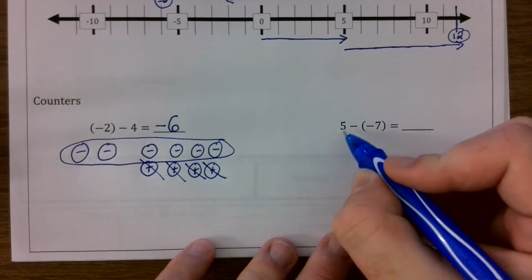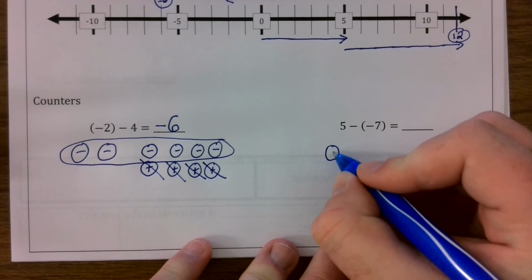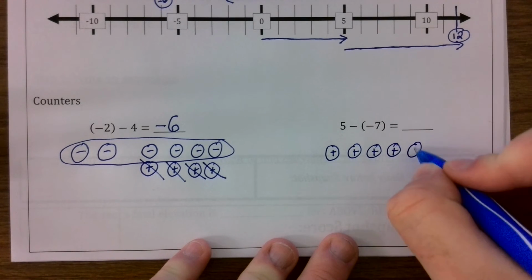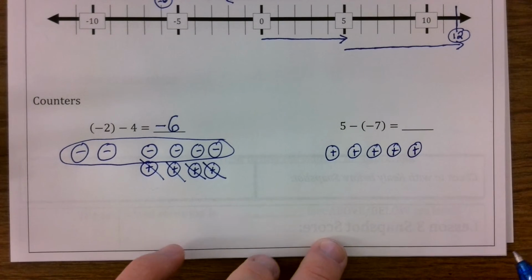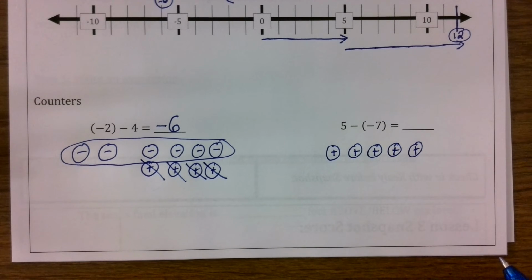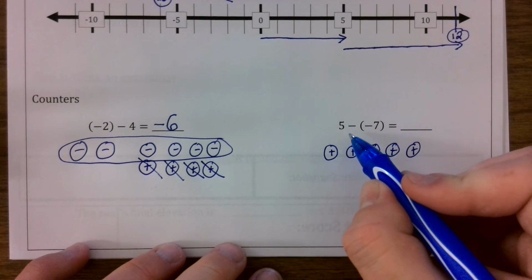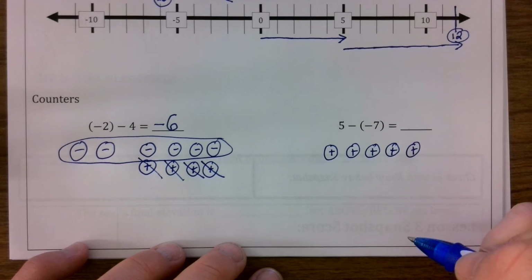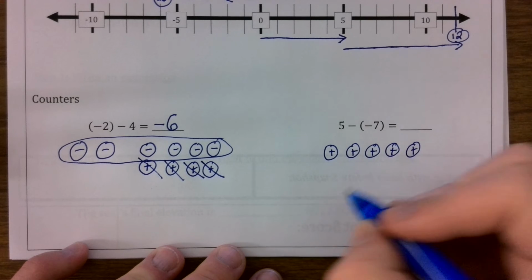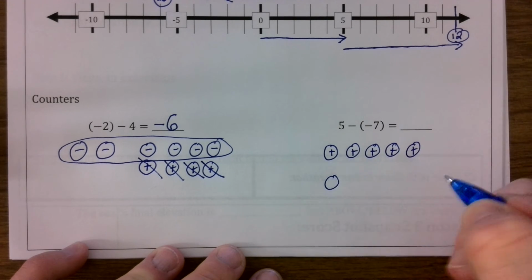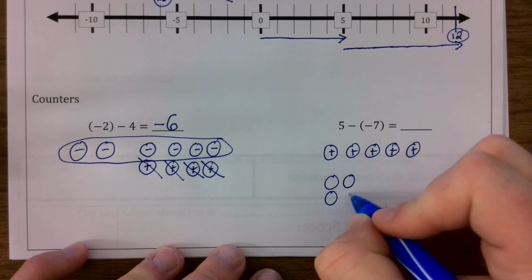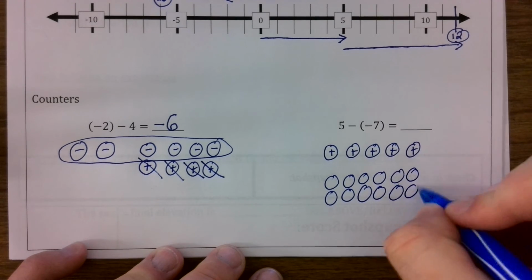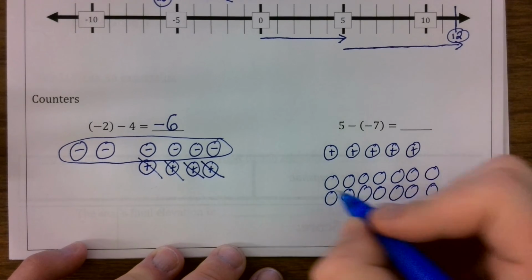Okay, let's look at the next one. We have 5 positives. 1, 2, 3, 4, 5. And again, you can use actual counters for this if that works better for your brain. And I need to take away 7 negative. I don't have 7 negative to take away, so I'm going to add 7 zeros. 1, 2, 3, 4, 5, 6, 7.